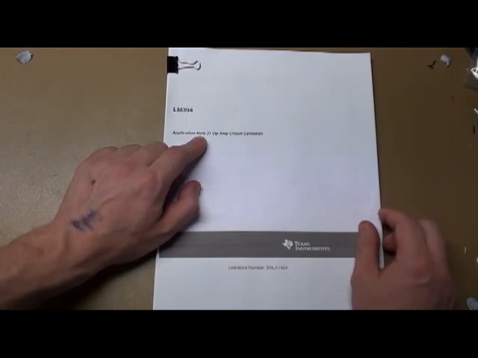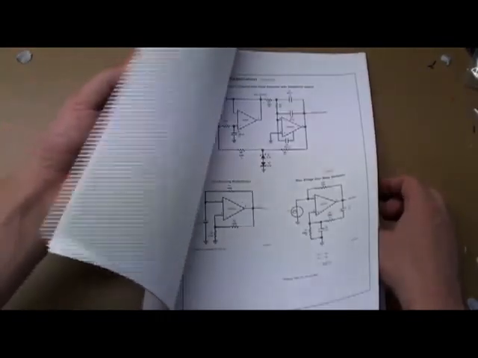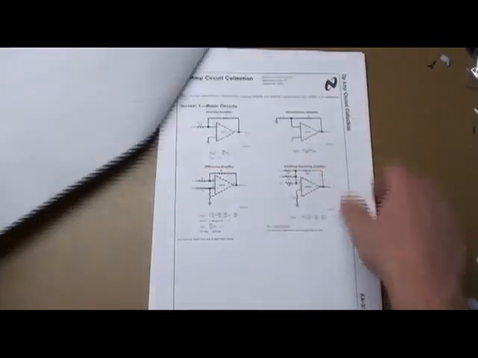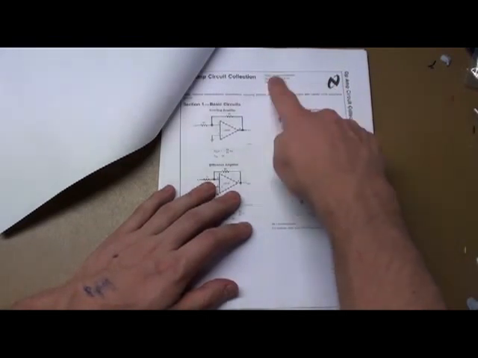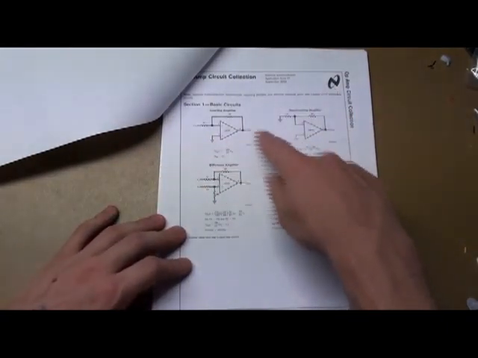is the Application Note 31 op-amp circuit collection. So basically this is a book full of circuit designs that translate these blocks into things you can actually build. So this one was produced by Texas Instruments. They bought National Semiconductor, so it was originally made by National Semiconductor, but doesn't really matter.